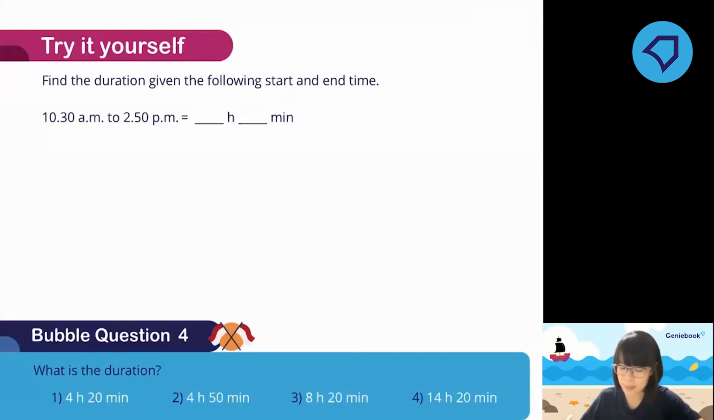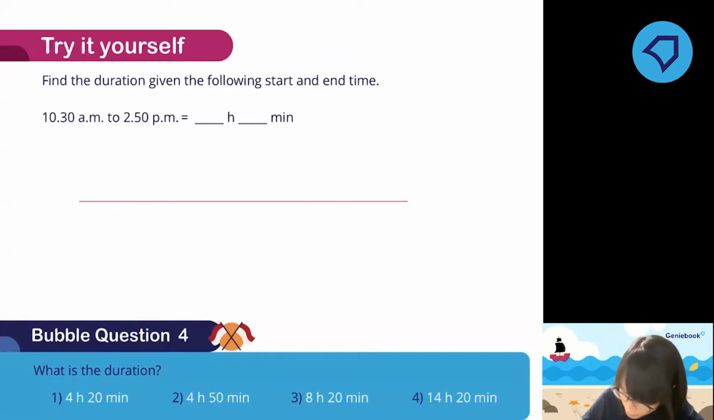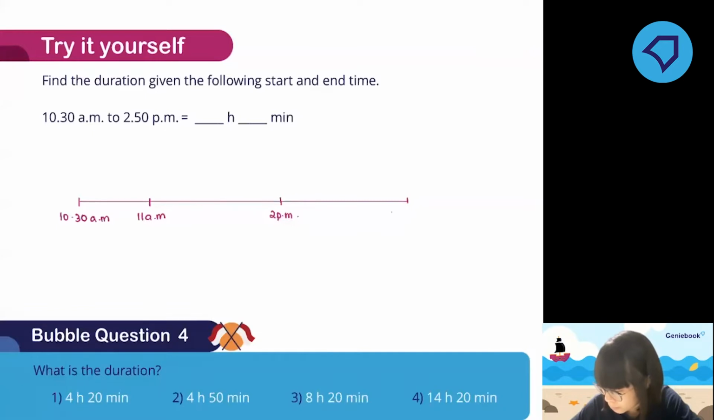Megan, you gotta draw the timeline. If you need a little bit of help, let me help you out over here, okay? There are 2 ways you can do it, whichever you're more comfortable. So start with the timeline, always start with the timeline. You can do from 10:30 a.m. to 11 a.m. How many minutes would that be? And then from 11 a.m. to 2 p.m. How many hours would that be? And then from 2 p.m. you can do to 2:50.